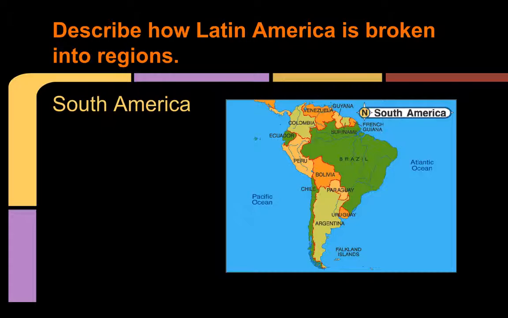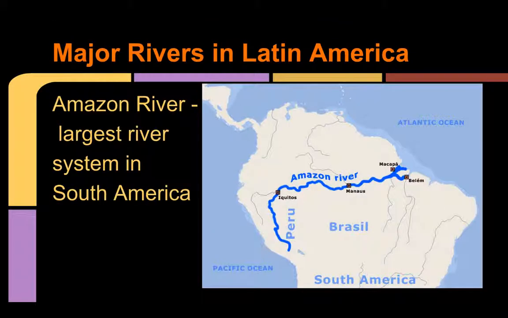The second thing we're going to look at is the waterways. Because remember the physical features, there are four: waterways, landforms, climate, and natural resources. So let's take a look at waterways. First thing we're going to talk about are rivers. The Amazon River is the largest river system in South America.